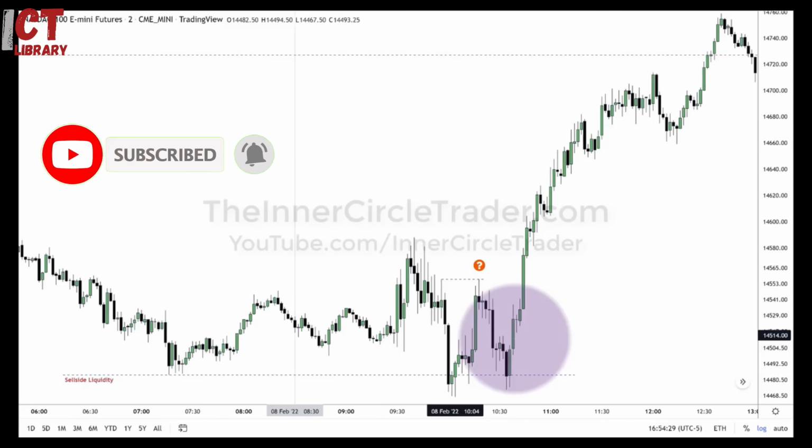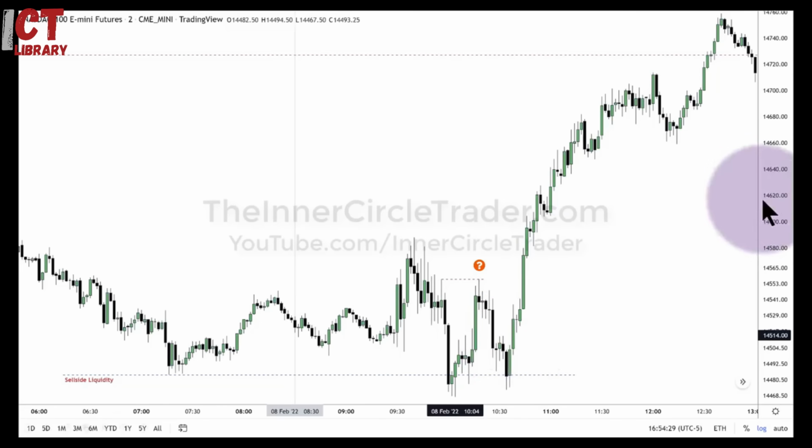Before I leave this chart, I want you to think about how that high was around 14,620, and it was this candle here I got out at, that one right there. Then it retraced a little bit, and then went higher, pressed into the ultimate longer term high, sweeping the buy side there.